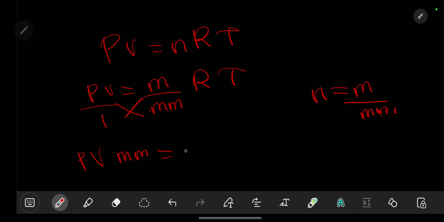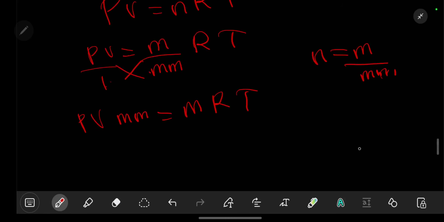1 doesn't change anything, so it will return to M times R times our T. Then we know that density is equal to mass over the volume. So we are going to divide over volume. Whether you write it like this or like this, it is still the same.